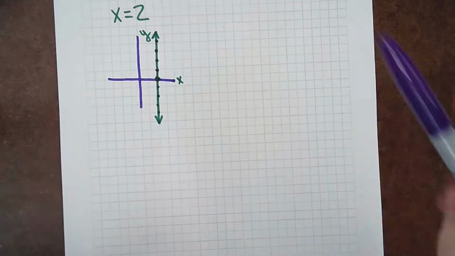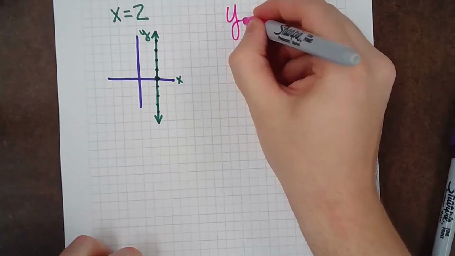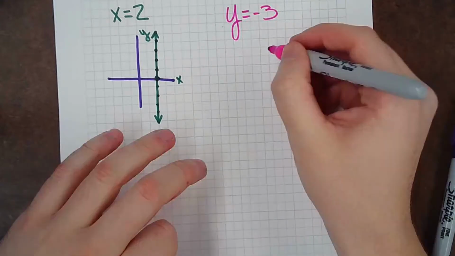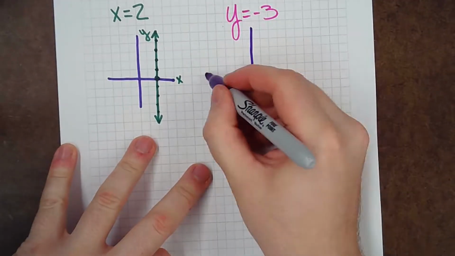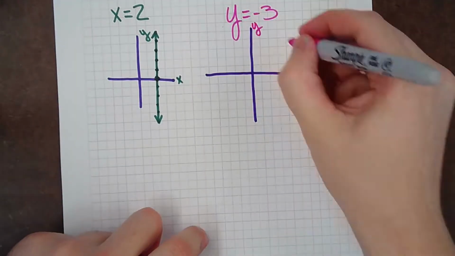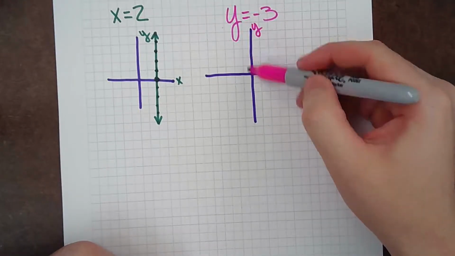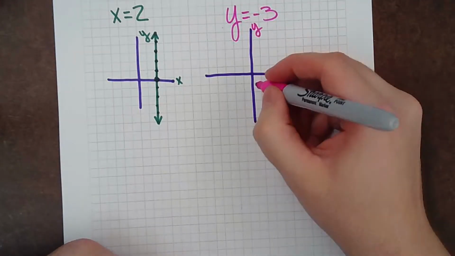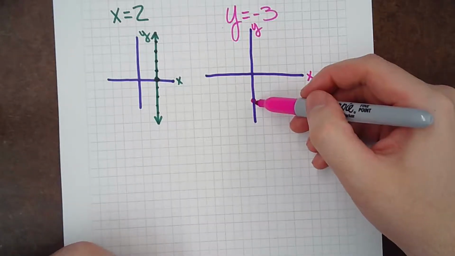If I were to talk about a different equality, maybe one that starts with a y, y equals minus 3, I could graph that as well. So y is negative 3. Well, again, here's our y-axis, here's our x-axis. So which axis is y on? Well, y is going to be on this axis. So where is y negative 3 on this axis? Right here. So that's where y is negative 3.